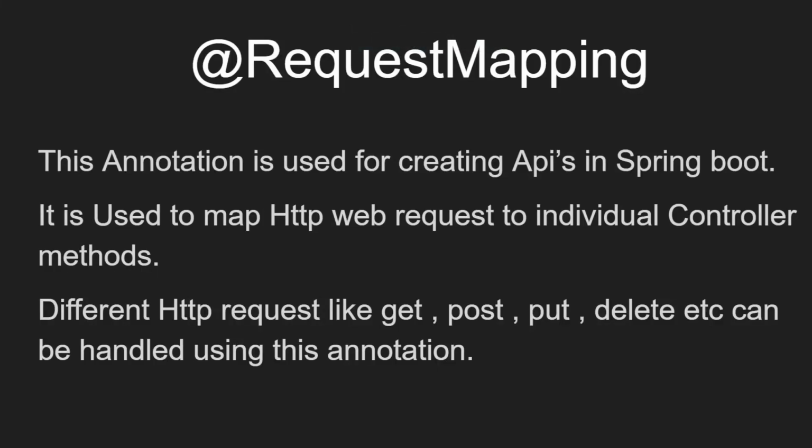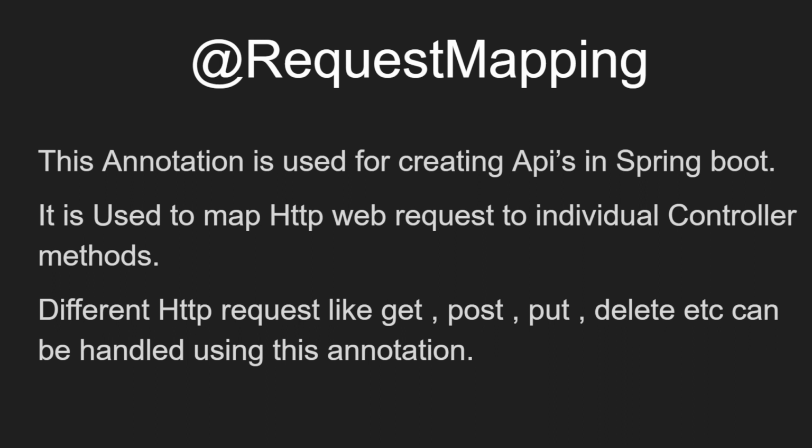Okay, so guys, the annotation is RequestMapping. This annotation is used for creating APIs in Spring Boot. It is used to map HTTP web requests to individual controller methods. In the last video we discussed what a controller is. The controller is the first class where all the HTTP requests come and get handled. Using the RequestMapping annotation, we define which type of web request gets handled by which controller method.